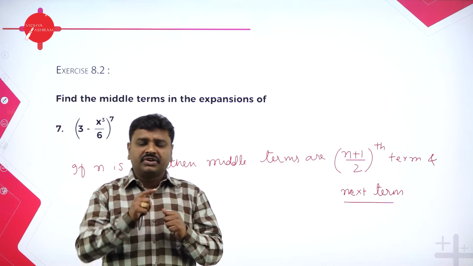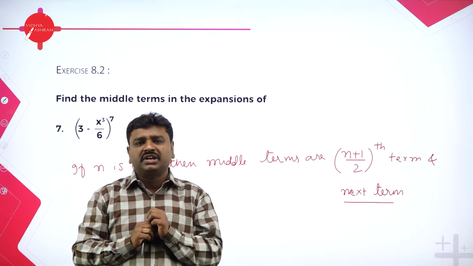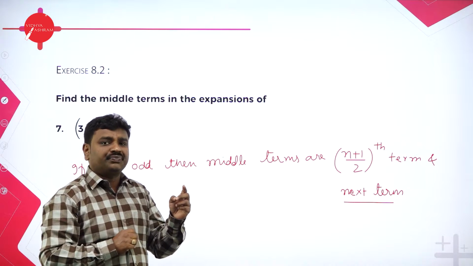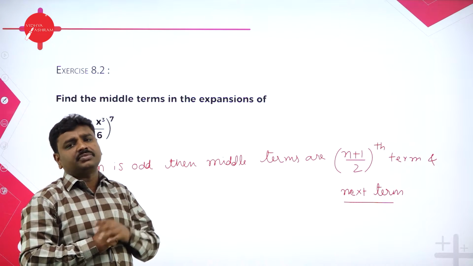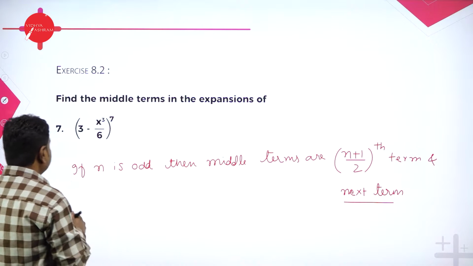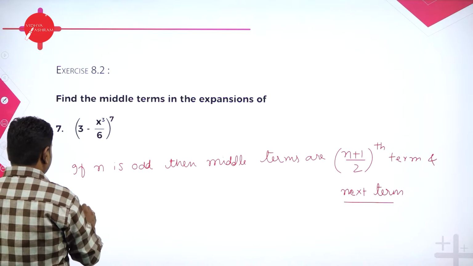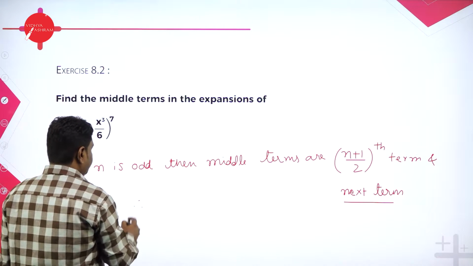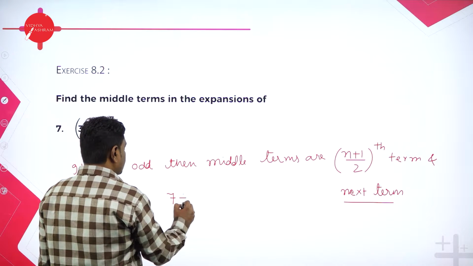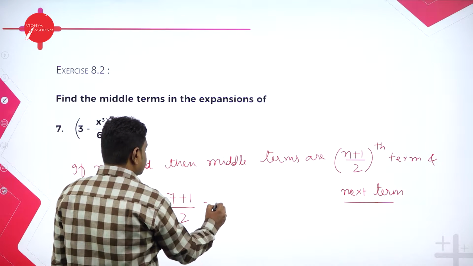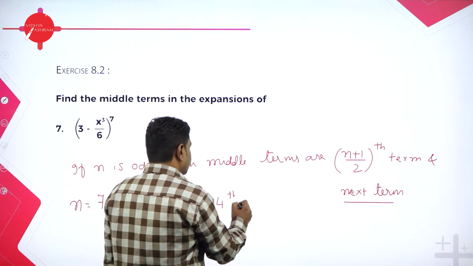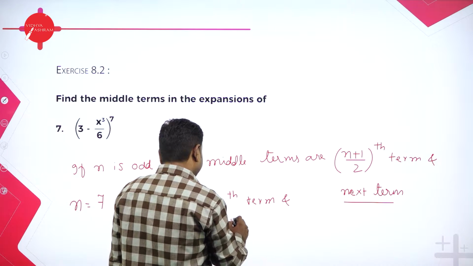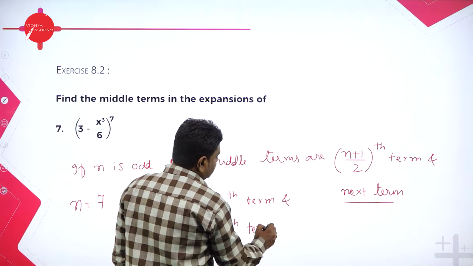Because power is 7, when you expand you'll have 8 terms. In 8 terms, middle term is 8 by 2 and next. So here 7 plus 1, 8 by 2. 8 by 2 is what? 4. 4th term and 5th term are the middle terms. So now coming to this, first I'll take n. What is n? Power. Overall power is 7. So therefore 7 plus 1 by 2, that is 4. 4th term and next the term, 5th term are the middle terms.